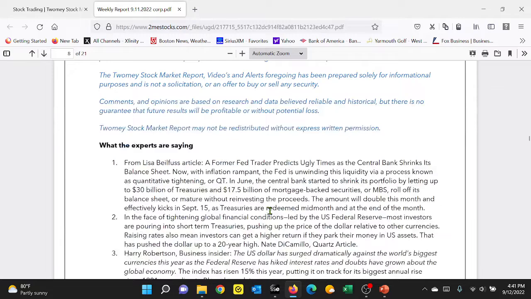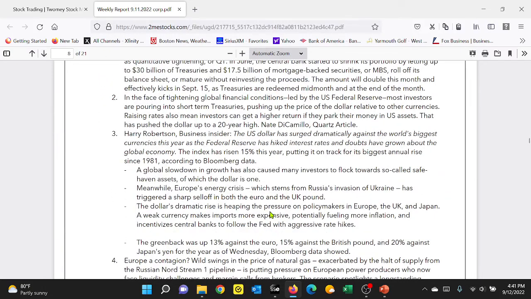Then we also talk a lot about what the experts are saying. These are the things that come out during the week. You have to take these with a grain of salt, so I try to filter out the noisemakers.